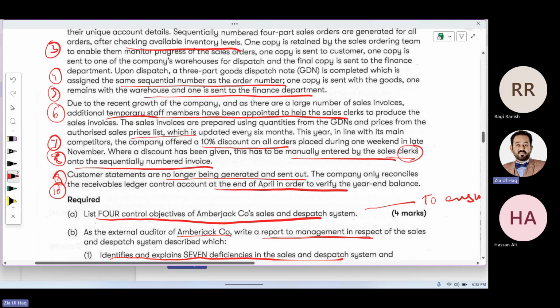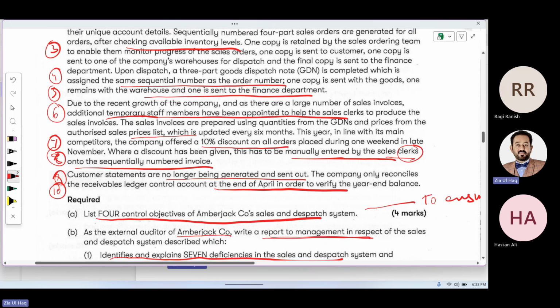There should be at least a manager level person. And he is entering discount on invoices manually. So if he is entering manually, there could be errors, because you are providing 10% discount on sales value. So either to calculate the 10% figure or to write down the figure, there could be errors.